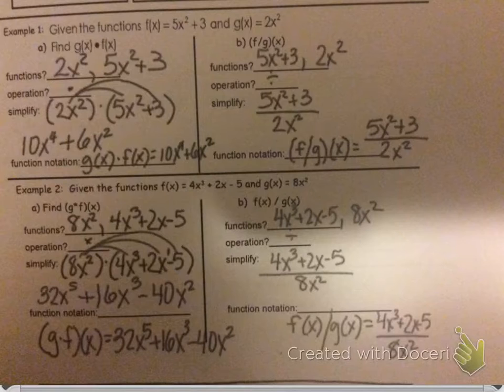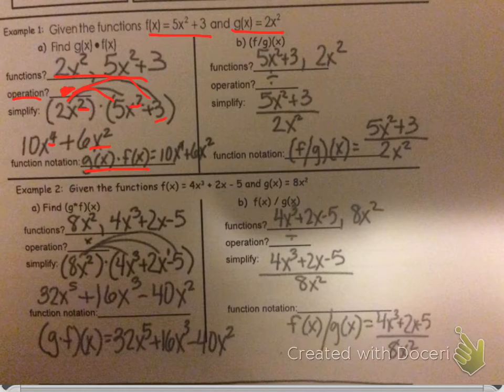Examples: g of x times f of x. So our g of x is 2x squared and our f of x is 5x squared plus 3. So there's our functions, our operation of multiplication. So we're going to simplify, so we distribute. 5 times 2 is 10. 2 plus 2 is 4. And then 2 times 3 is 6. And then you just put your x squared. So g of x times f of x is 10x to the 4th plus 6x squared.